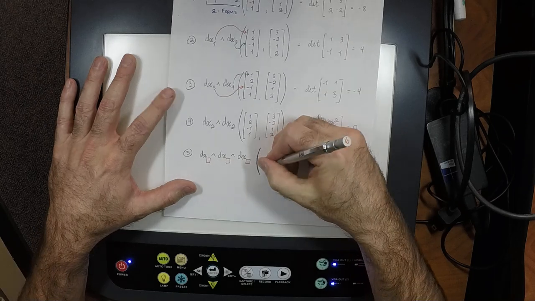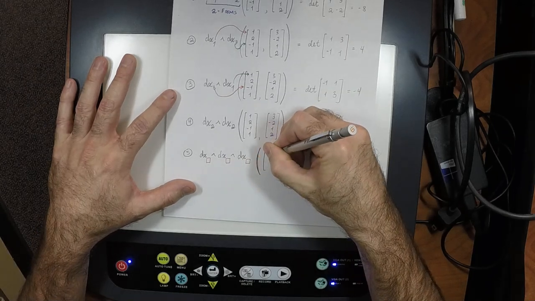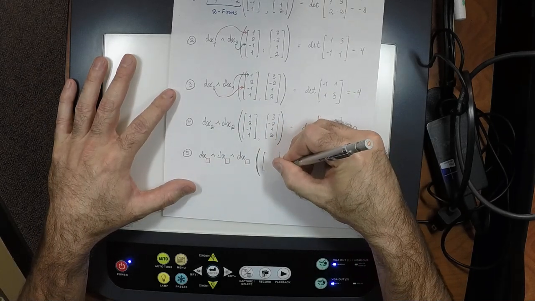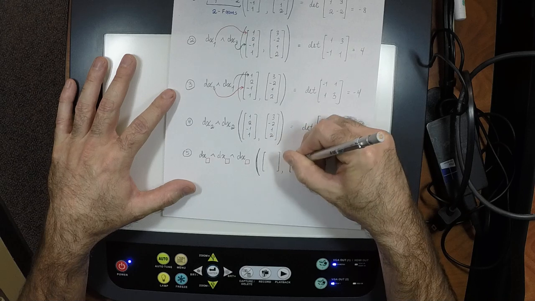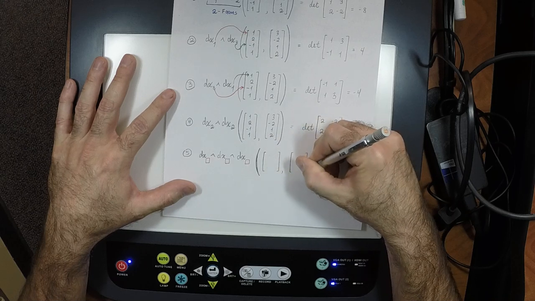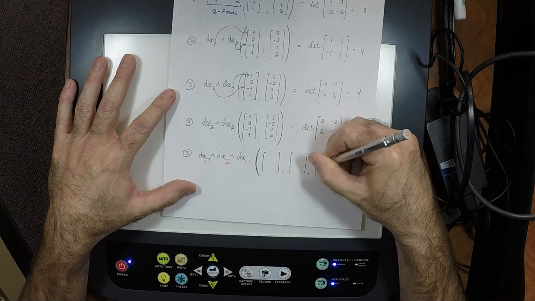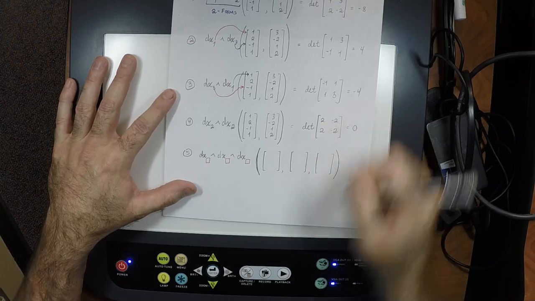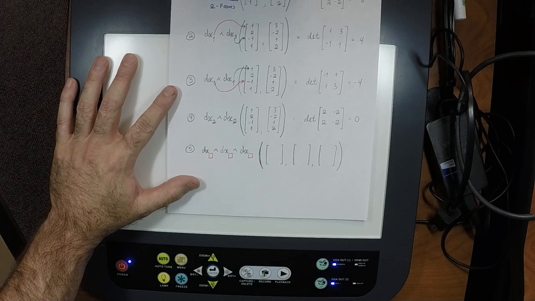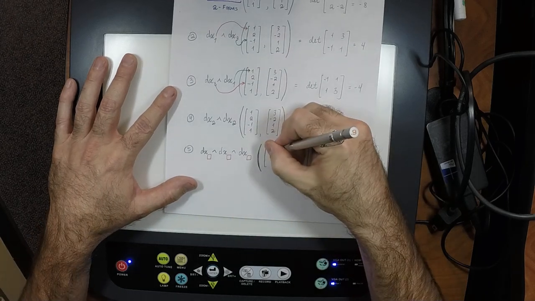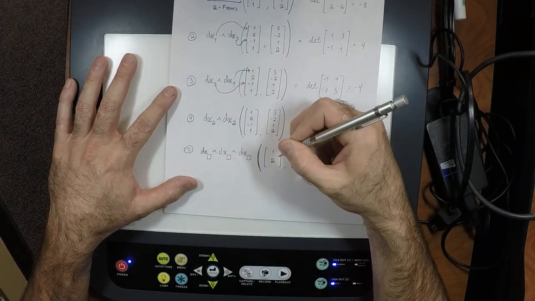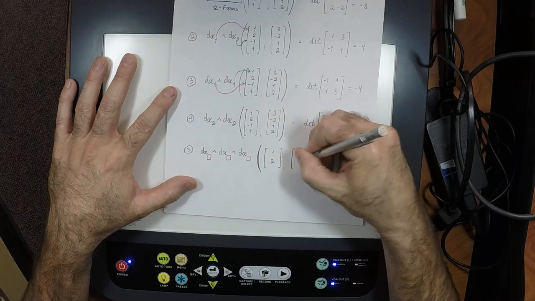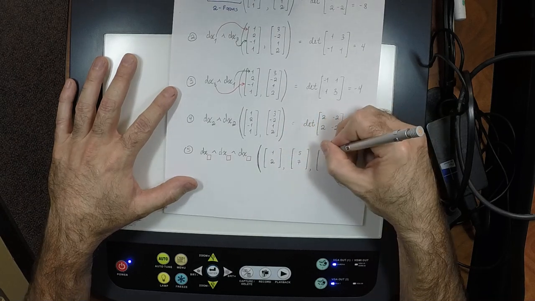Okay, so what if we give it this? I've got to fill in these three vectors, right? In order for what we're writing to be sensible, I've got to give it three vectors. So now suppose I give it this: 1, 2, 5, 7, and 3, 1.